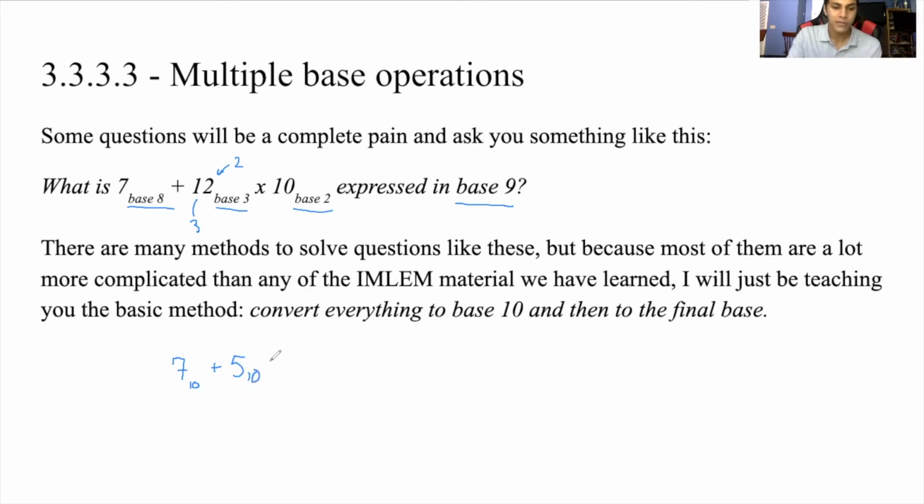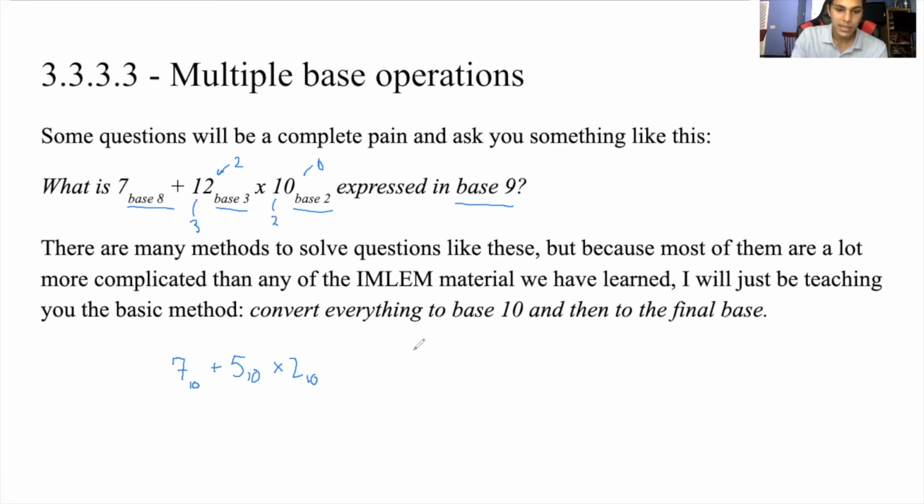And I'm going through these conversions pretty quickly, just because we already know how to convert, and I just want to show you what I mean. So 1, 0 in base 2 represents you have 0 ones, and you have 1 two. So that's 2 in base 10.